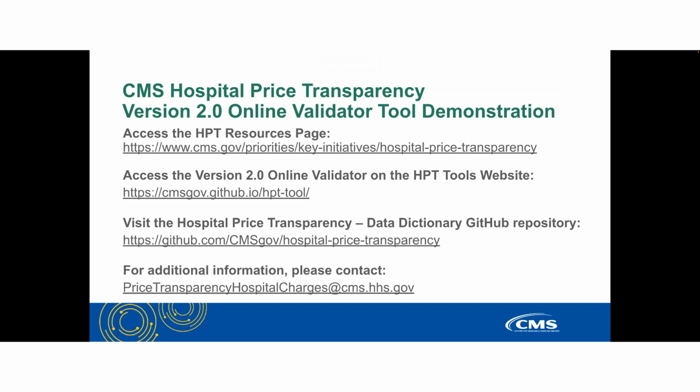As a reminder, you can find all of CMS's policies in the Hospital Price Transparency Final Rule, and you can find up-to-date technical guidance on the CMS Hospital Price Transparency GitHub repository, including the CMS required template layouts in CSV tall, CSV wide, and JSON formats, corresponding data dictionary and examples, and a link to the Validator 2.0 website, as well as additional guidance on the Hospital Price Transparency Resources page on the CMS website. For additional information, please contact Price Transparency Hospital Charges at cms.hhs.gov.